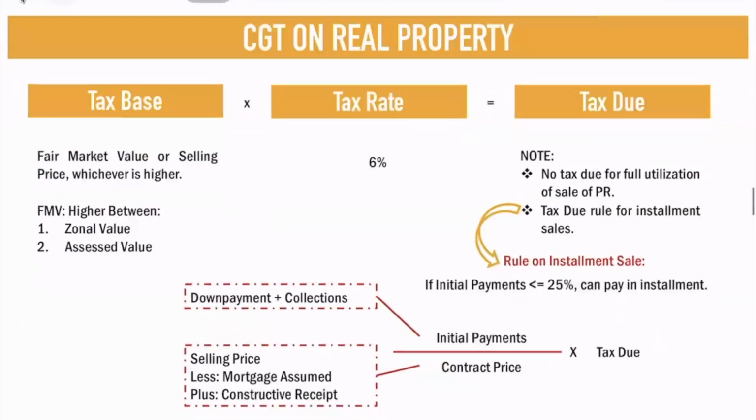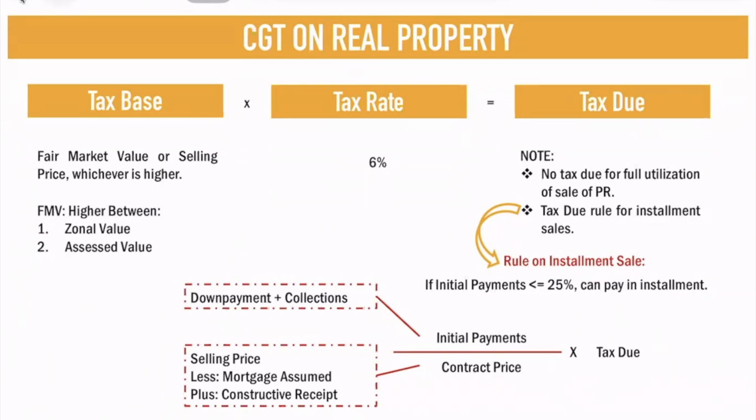So we're done as to the taxation of your real property as to your principal residence. How about your other real properties? For your other real properties, still tax base multiplied by tax rate will give you your tax due. So what is your tax base?